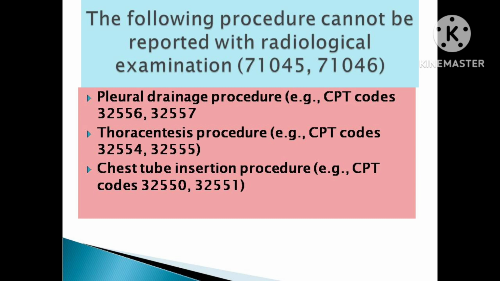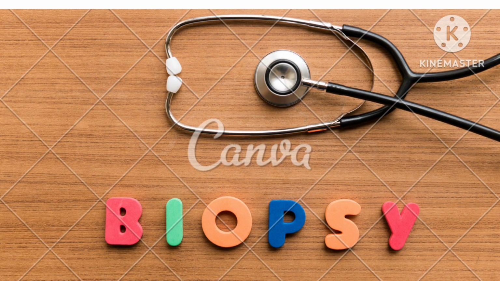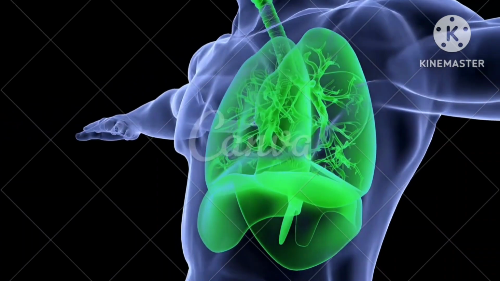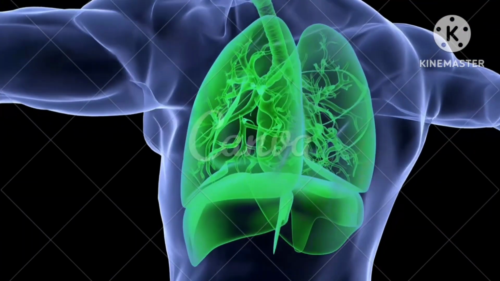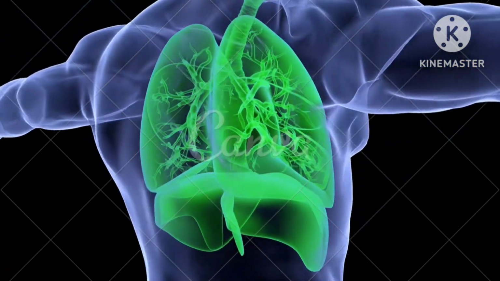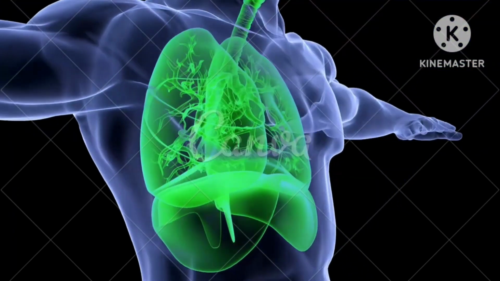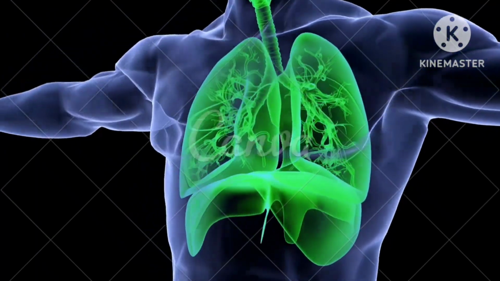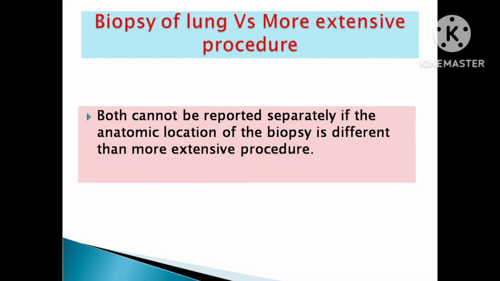Okay. Then the next point is biopsy of lung versus more extensive procedures. This is also the same as the previous point. Both cannot be reported separately if the anatomical location is the same. If it is a different anatomical location, then the biopsy of lung procedure and the more extensive lung procedure we can bill together with the appropriate modifier.